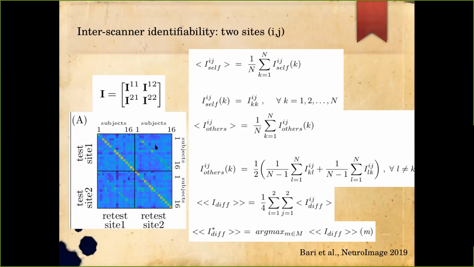Now I have when the test is collected in site 1 and the retest in site 2, and when the test is collected in site 2 and the retest in site 1. So I'm going to briefly skip the math, although the rationale is the same: mean of the main diagonal minus mean of the off diagonal.